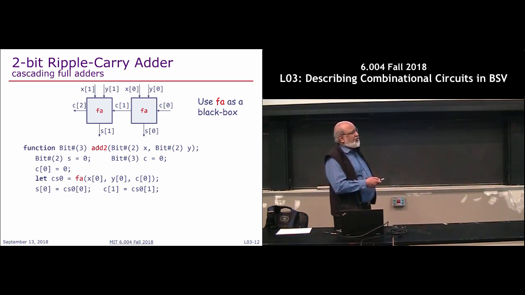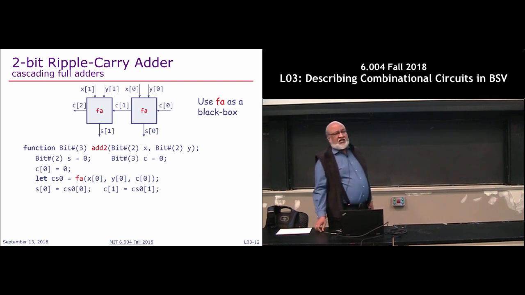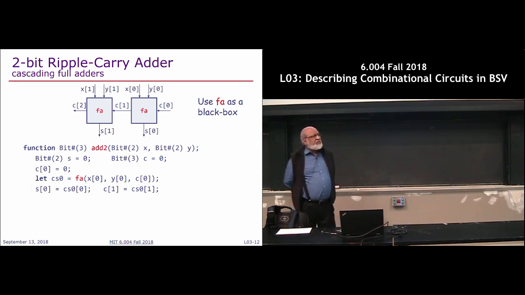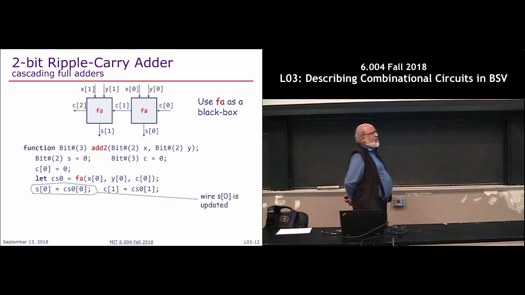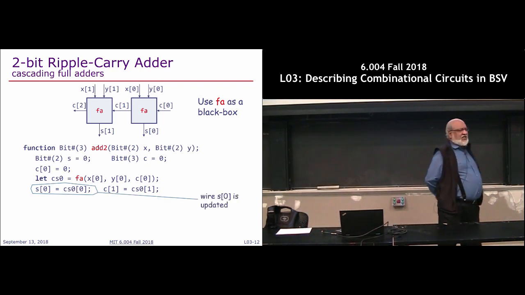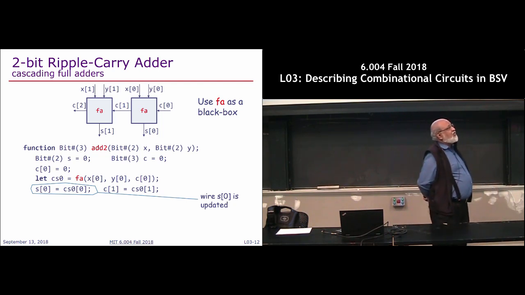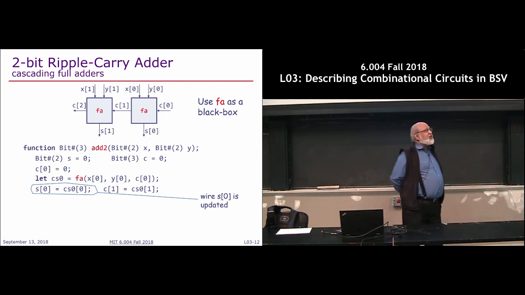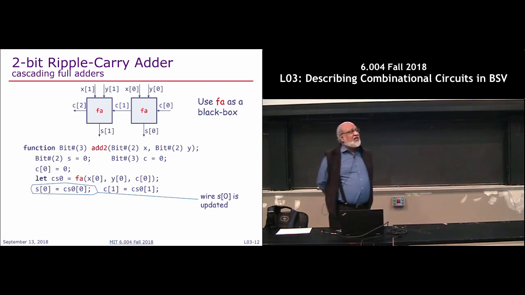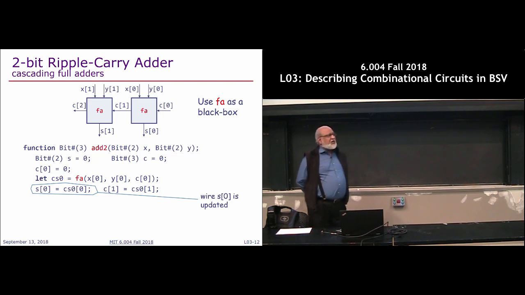Exactly what we were doing before. So this is a 2-bit quantity. The 0th bit is the 0th sum, and this is the carry bit that I want to plug into the next place. So now the 0th wire has been updated. Initially you had said the zeroth wire is wired to zero. Now you are saying the zeroth wire is wired to the output of CS0, whatever comes out of the zeroth bit of CS0.